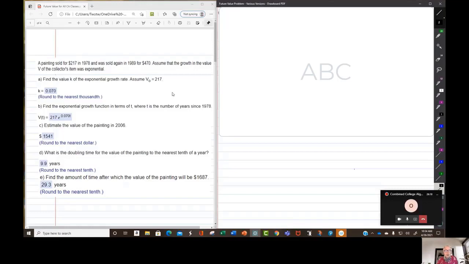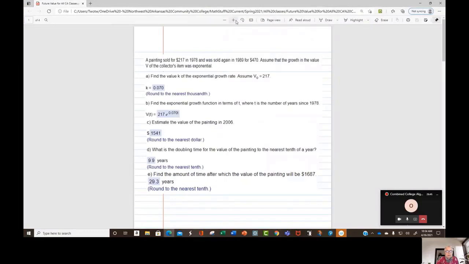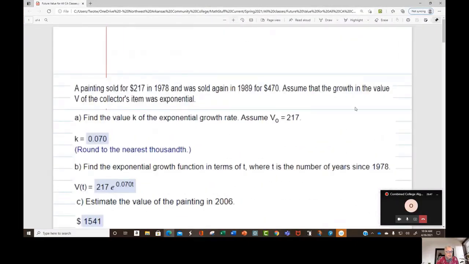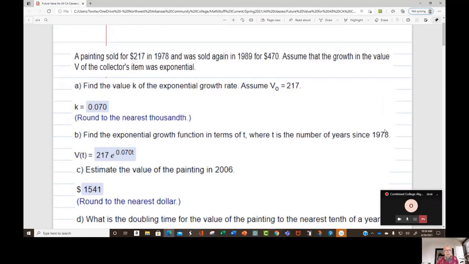A painting sold for $217 in 1978 and sold again in 1989 for $470. Assume that the growth in the value V of the collector's item was exponential. Okay, let's take a look at this. Let me make it bigger. Here's what we're saying. A painting. So you're a collector of paintings.